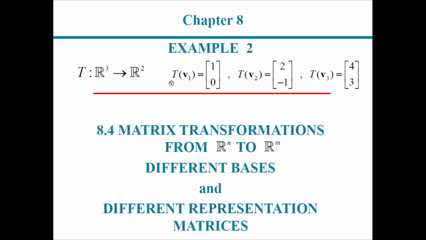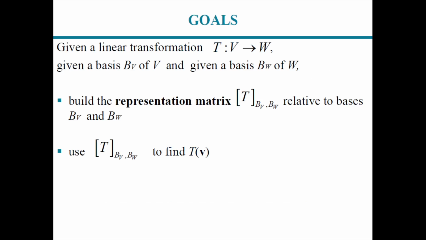And what we are given here are the images of the basis vectors under the action of linear transformation T. So these 3 vectors, (1, 0), (2, -1), and (4, 3), those are true vectors from R2. Those are not components. Those are not coordinates. Those are real vectors. Okay, so we need to see how all this will work. We are going to build the representation matrix, and then we are going to see how to use this, and we will see it's not that complicated.